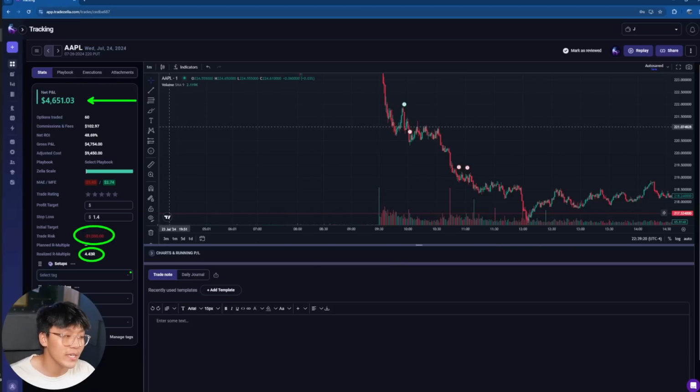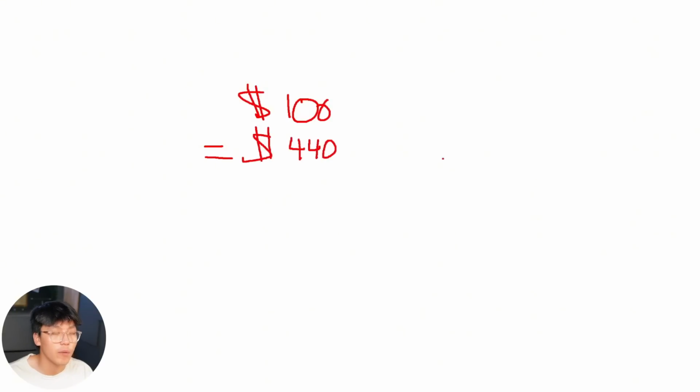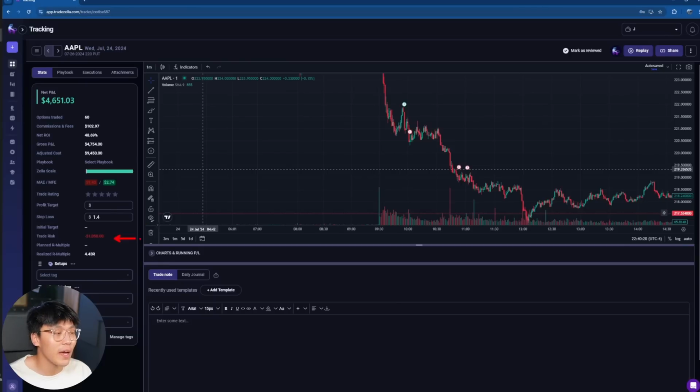So what matters is the risk amount, and in this case I was risking $1,000 to make $4,000. That means if you were, for example, looking to risk $100 on this trade, your reward would be over $440 per trade. I ended up risking $1,000, and that's why I ended up making over $4,600 on this trade.